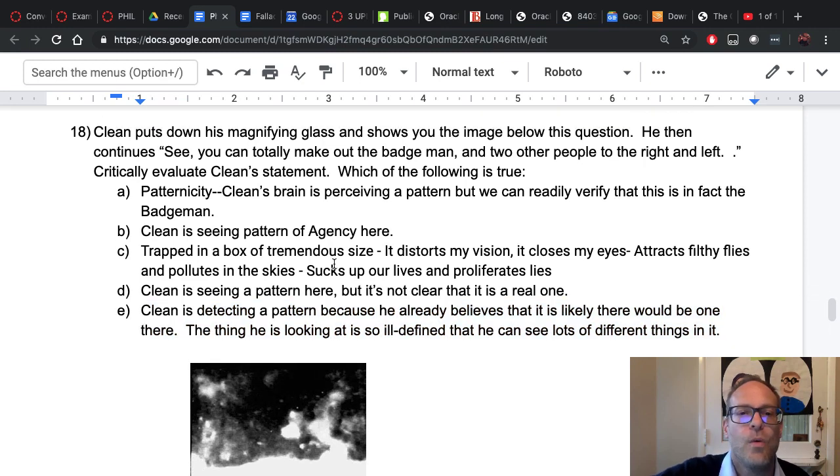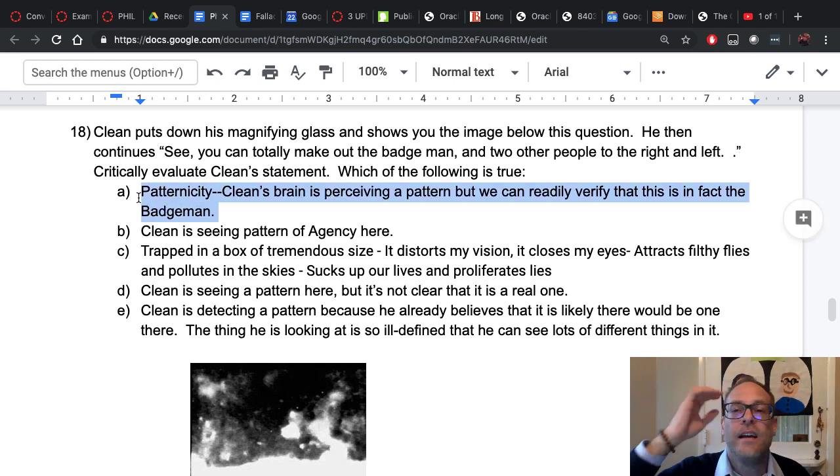All right. Well, what's gonna go here? A, can we readily verify that this is the badge man? No, this is sort of the whole point. B, Clean is seeing a pattern of agency here. Yeah, that's true, but is that the best answer? Let's hold on to B and put it in our back pocket.